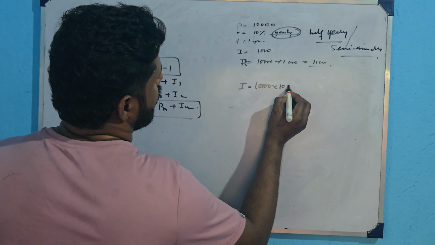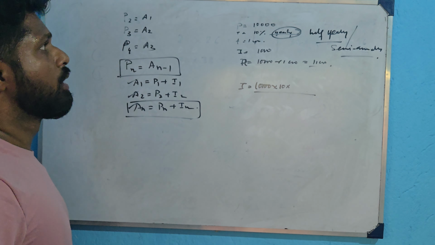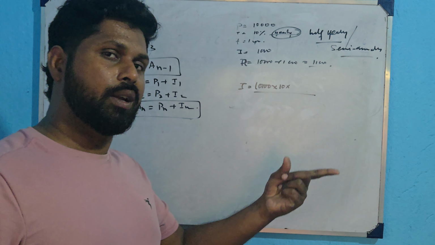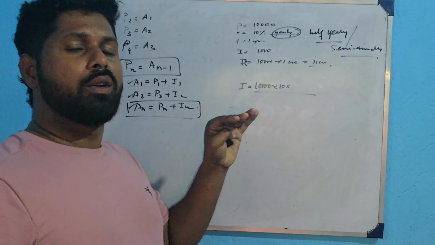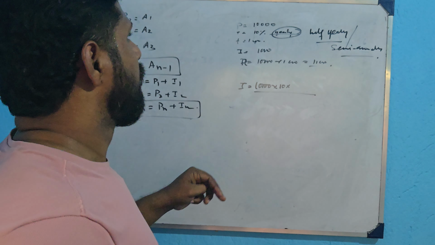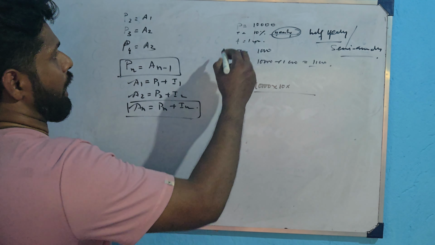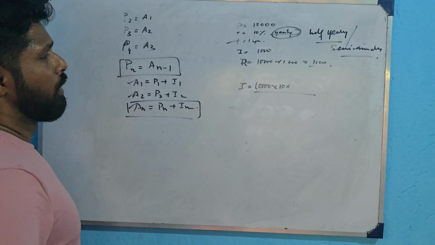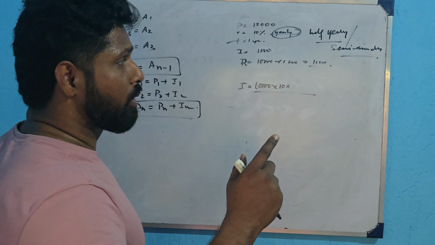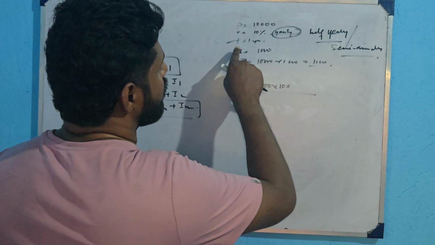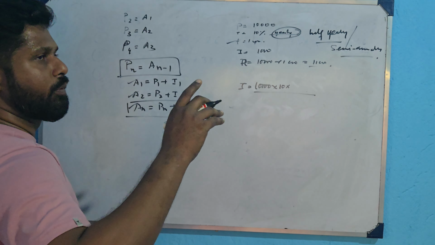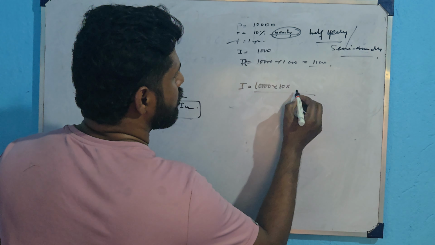It will be 1000 into rate 10, and time will be half year now, because your interest will get added semi-annually, half yearly. After every 6 months your interest will get added, and your time is 1 year only. Interest will be added to the principal after every 6 months. So rate is 10% half yearly. Time is 1 year. So first interest will be added after half year. So let's find out interest for half year.